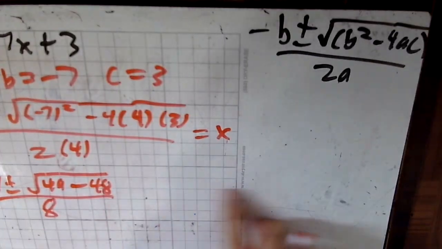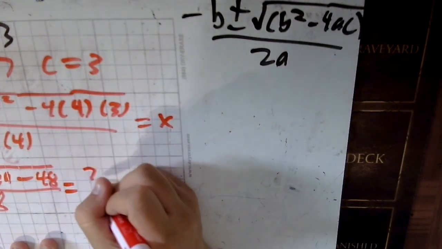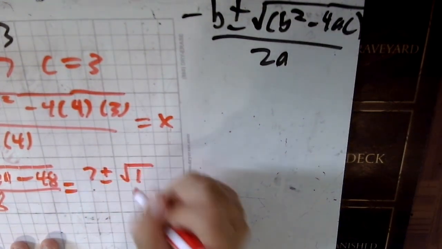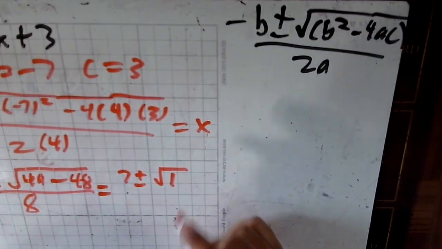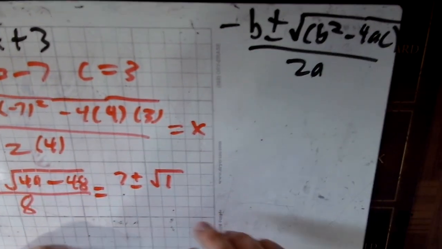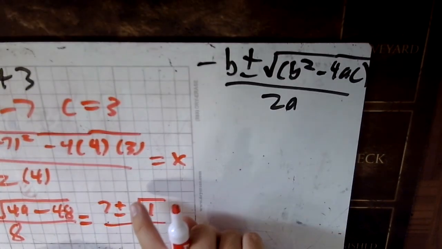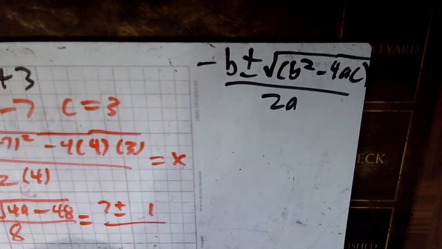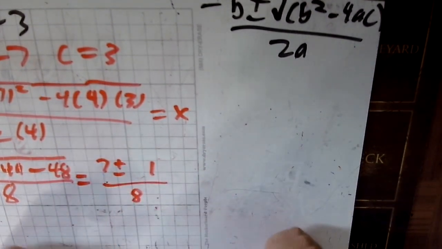So we're just going to continue writing off this side. This will be equal to 7 plus or minus the square root of 1. You will most likely not get a 1 on a test, but if there's a different number, you'll put it under the root. But we're lucky we have root 1, and we all know what root 1 is. It's just 1. Divided by 8. And now we have two answers.